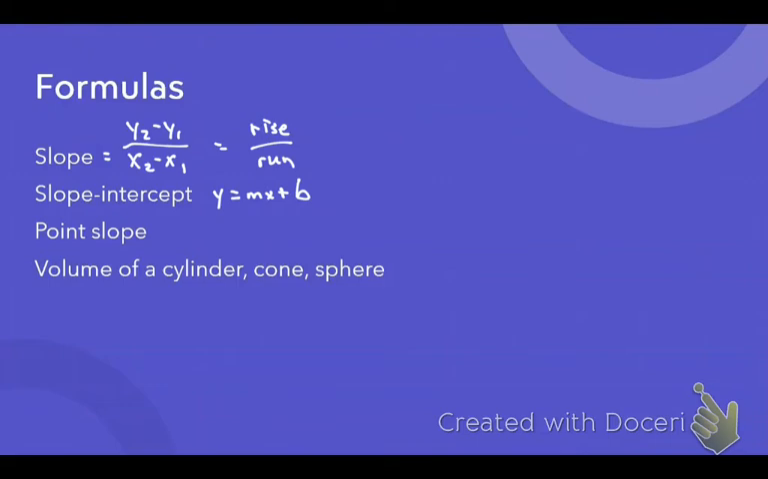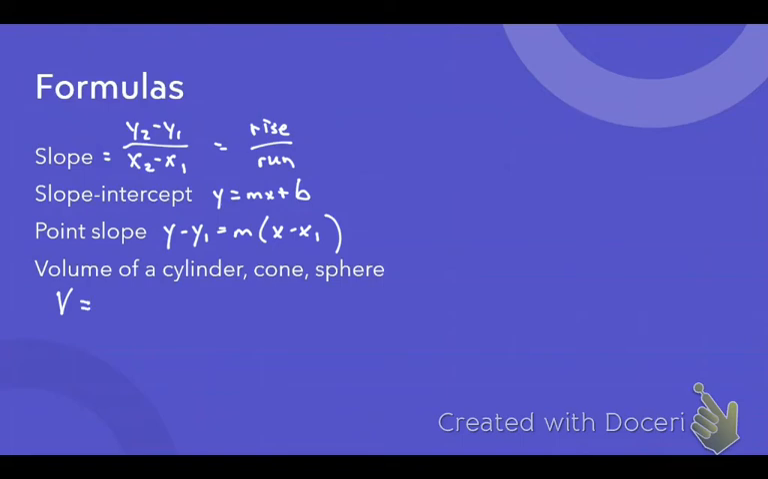What's my formula for point slope? Y minus y1 equals m times x minus x1. All you would be asked to do on a question like this is to plug the numbers in. You will not have to solve for y. Okay? All right, let's talk volume.